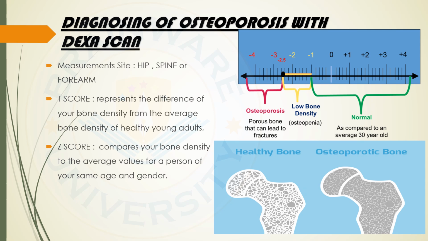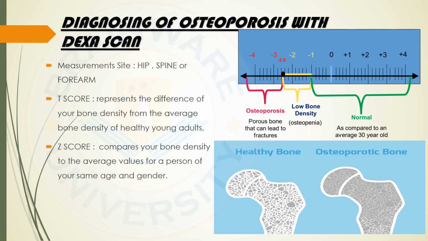Now, how do we diagnose osteoporosis with the DEXA scan? So, before going to the process, we need to know the measurement sites from which we diagnose osteoporosis. Basically, there are three measurement sites, or three areas of interest, from where we scan and get the BMD. Number one is the hip region, second one is the spine, and the third one is the forearm. Now, there are two scores by which we can determine osteoporosis.